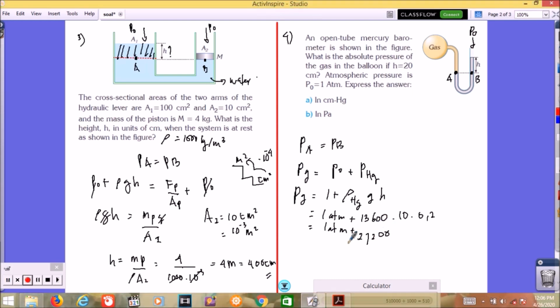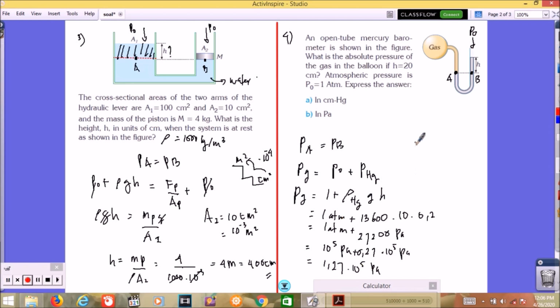Okay, and then we change it into centimeter Hg and Pascal. Better we use Pascal first because this one is already in Pascal, this one is in atm. 1 atm is 10 power 5 Pascal plus 0.27 times 10 power 5 Pascal. So the result is 1.27 times 10 power 5 Pascal.